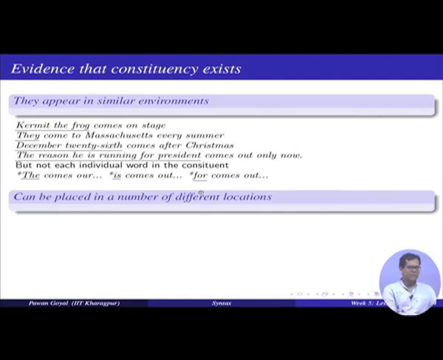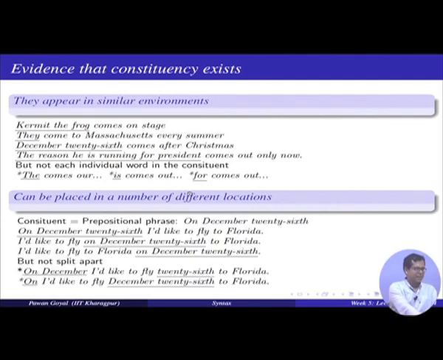The other evidence is that this whole phrase together can be placed in many different locations in the same sentence. For example, take "on December 26", a prepositional phrase, and I can put it in many different places in this sentence. On December 26, I would like to fly to Florida. I would like to fly on December 26 to Florida, or I would like to fly to Florida on December 26. All three are valid sentences, where this complete phrase "on December 26" has been put in multiple locations.